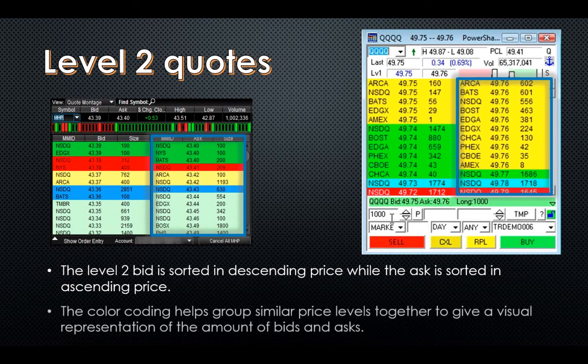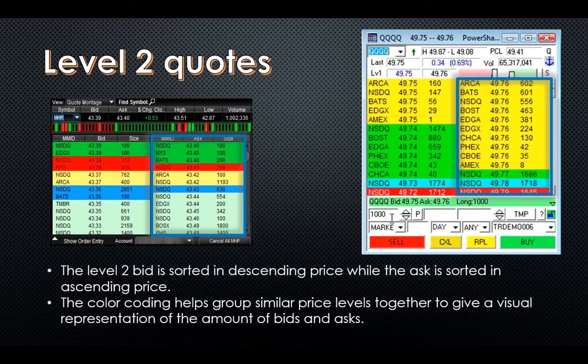As you can see, the bid is sorted in descending price while the ask is sorted in ascending price. The different colors are just a quick representation of all the different market makers at a particular price level. This gives you a very quick feel of the amount of supply or demand and the stacking of the market makers at a certain price point.